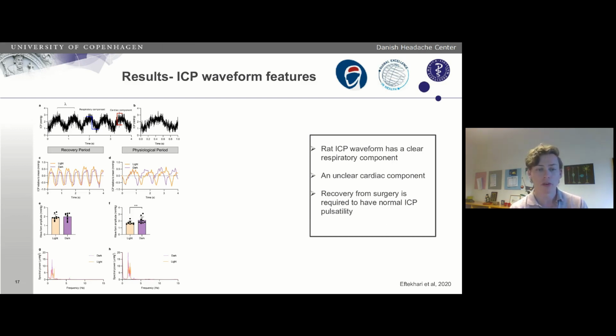But what this also says, if you look at E and F, is that the pulsatility of the ICP waveform is different depending on if the animal has recovered from surgery or not. If they've not recovered from the surgery, the pulsatility of the waveform is the same, so how much it actually increases on the respiration. However, when they are recovered, you see a light dark variation here, where in a rodent, when it's light, they're less active. When it's dark, they're more active.